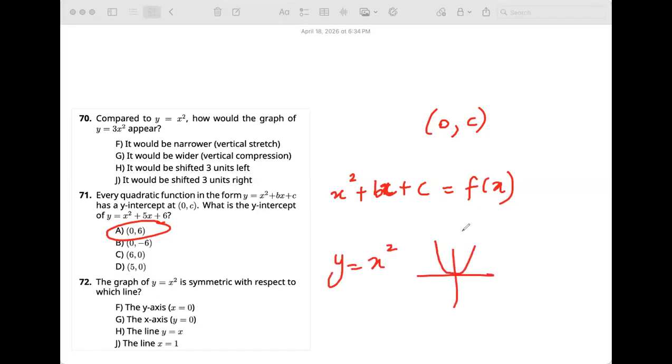The graph of y equal to x square is symmetric to which line? You tell me. This graph is symmetric to which axis? It's symmetric to the y-axis. What is the equation of that line? Y-axis equation is x equal to 0. Oh, okay. You got it?